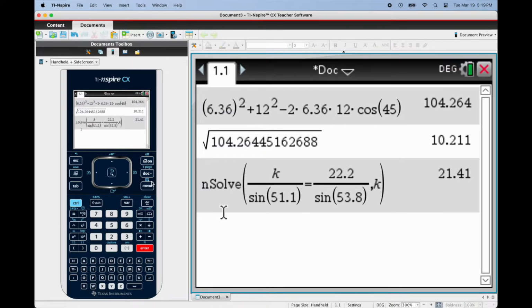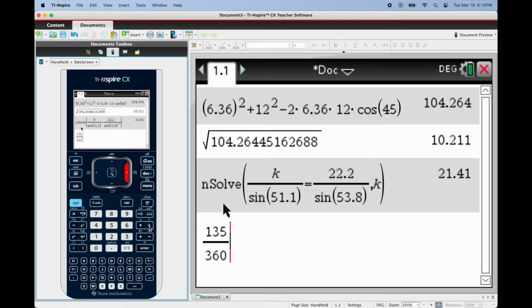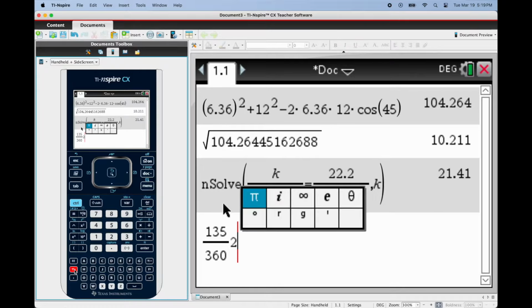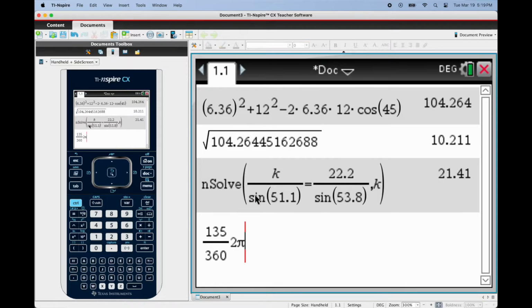Let's go and get a fraction: 135 over 360, and then we're going to multiply this by 2 pi, which I seem to have forgotten where it is. There it is. 2 pi, and then our radius is equal to 12.